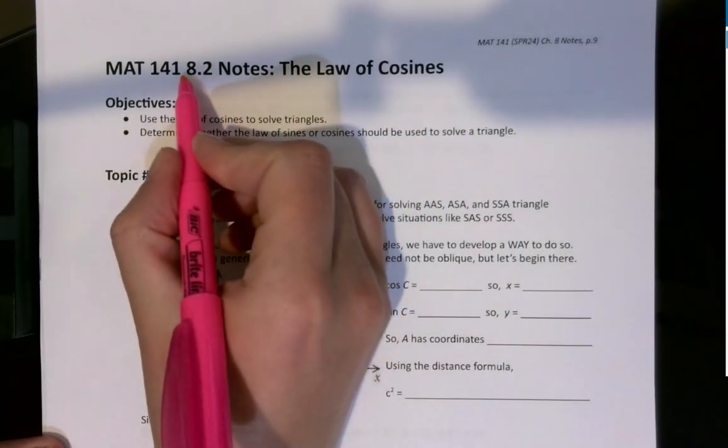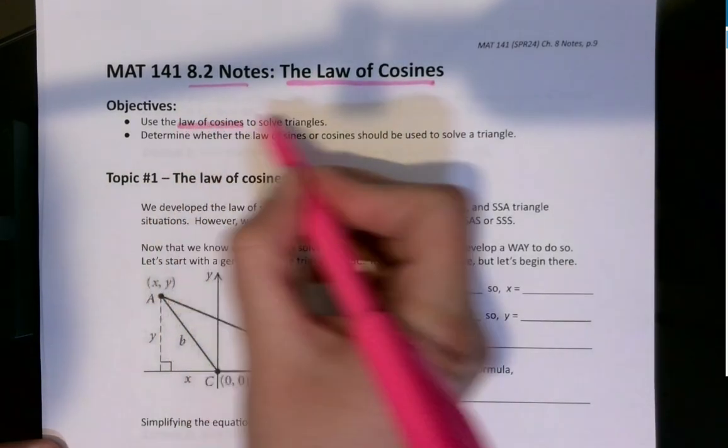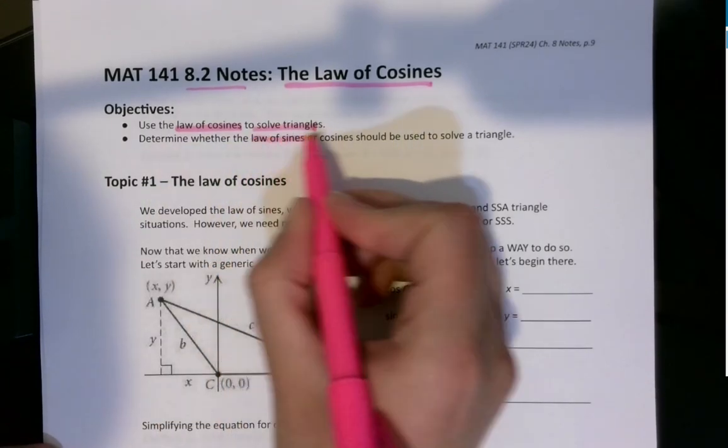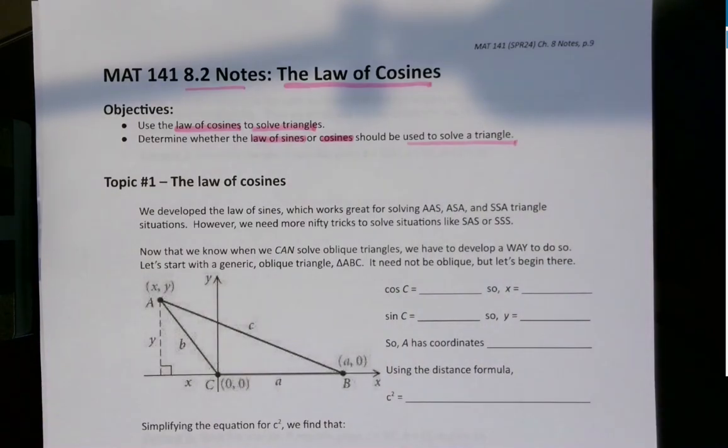In section 8.2, we're going to find the law of cosines. We're going to use the law of cosines to solve triangles. We're also going to determine whether the law of cosines or sines should be used to solve a triangle.